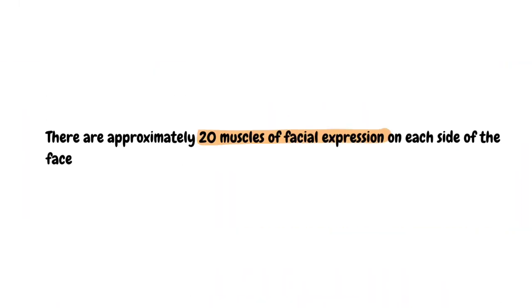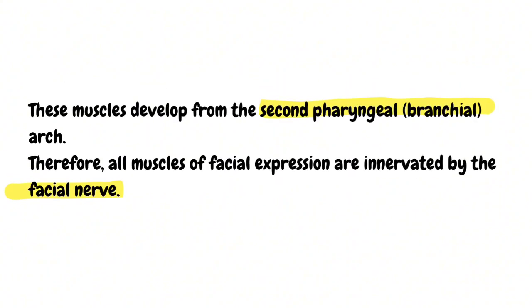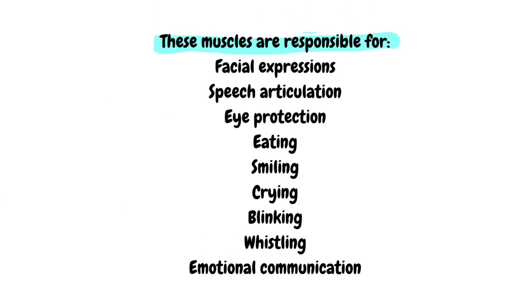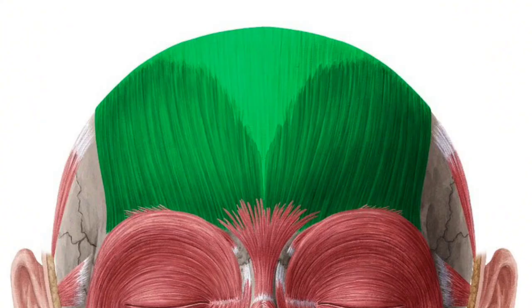Okay, let's talk about the muscles of facial expression. There are a total of 20 muscles of facial expression on each side of your face, and they are derived from your second pharyngeal arch and innervated by the facial nerve. Those muscles are responsible for your facial expression, speech, articulation, eye protection, eating, smiling, crying, blinking, whistling, and even your emotional communication, like communication through your facial expressions.